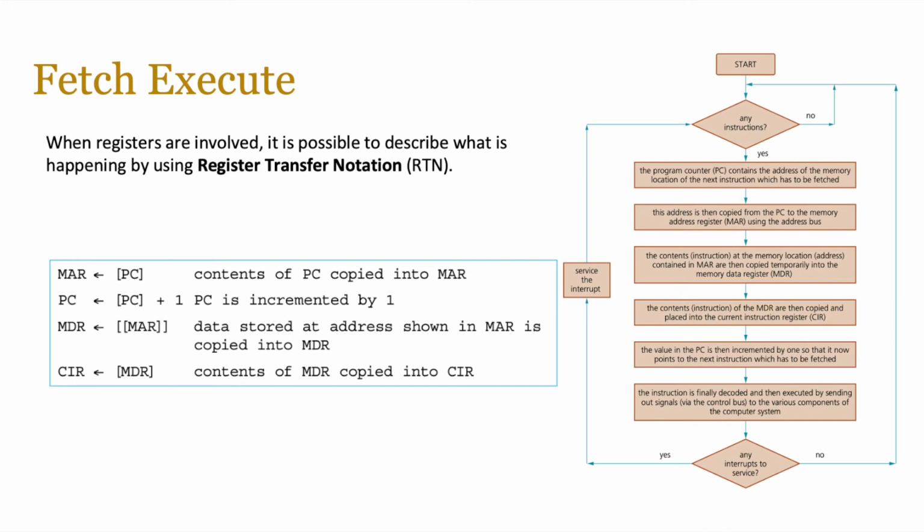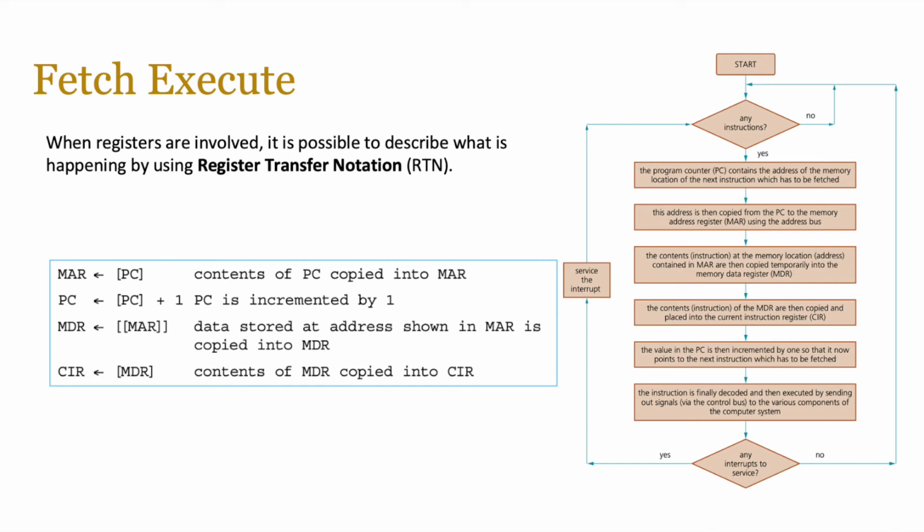So if the current instruction in the program counter was 1, plus 1 means it will now go to 2. MDR is assigned the value of the data stored at the address shown in the MAR. For that you will need two brackets. So you're trying to get the data which is stored at the address which is shown in the MAR, and that data is copied into the MDR rather than the address at the MAR.